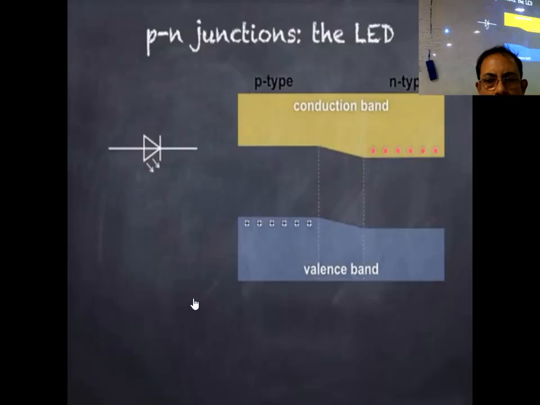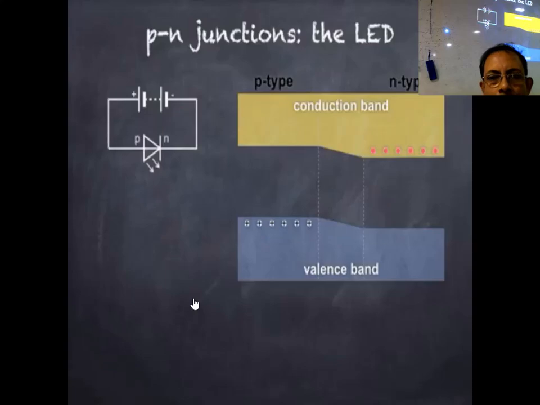That is, when the negative terminal of a battery is connected to the N-type side and the positive terminal to the P-type side. Normally, LEDs are protected from large currents by placing a resistor in series with them, but I've not included that in this diagram.